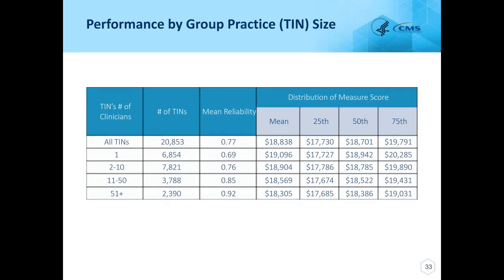So after making the revisions, we want to do diagnostic testing and show how the measure looks. Currently on the screen right now, we're showing the TIN version of this measure, and also giving a little bit more detail based on TIN size. The reliability still stays high for the measure, and the distribution of measure scores is not substantially biased for TIN size. Next slide, please.